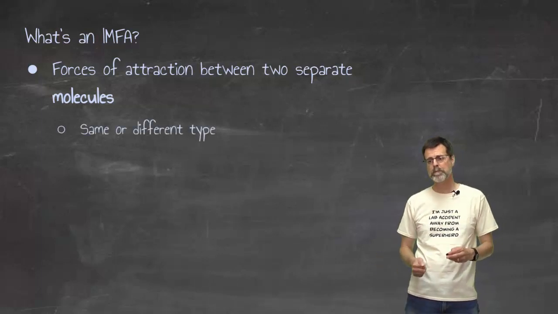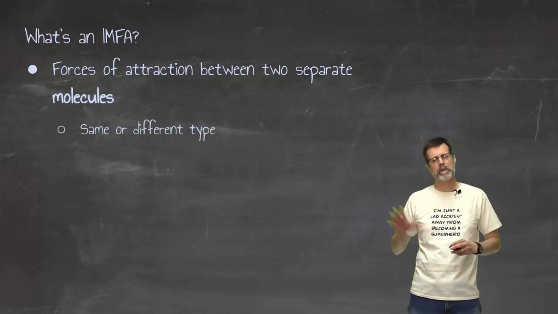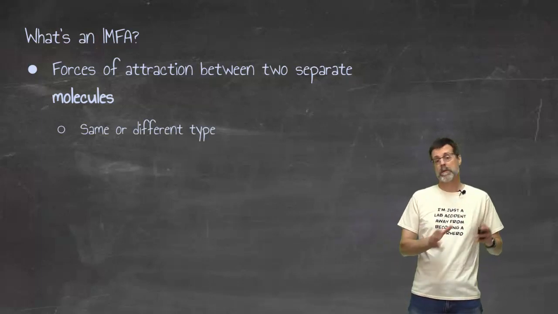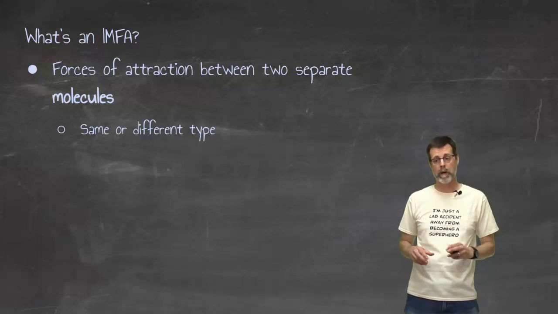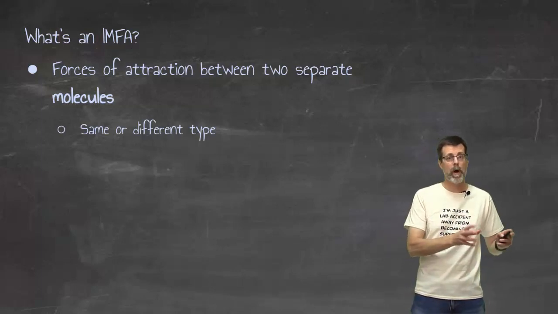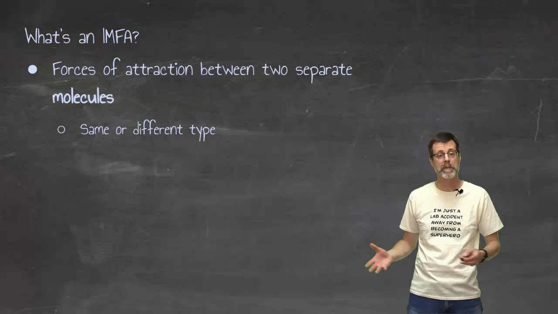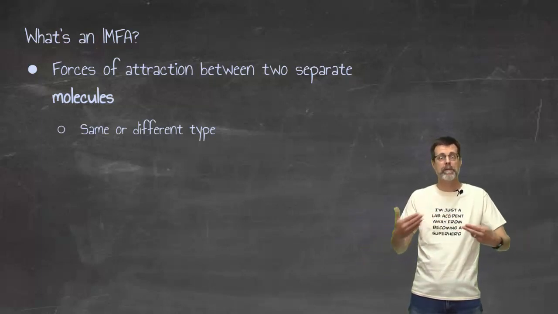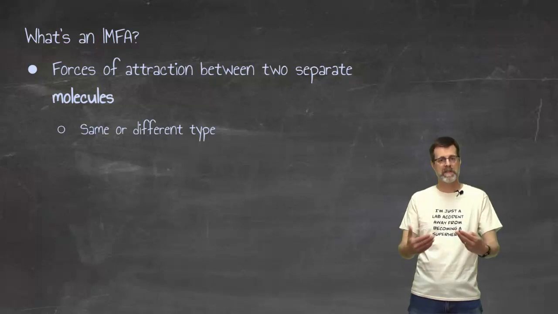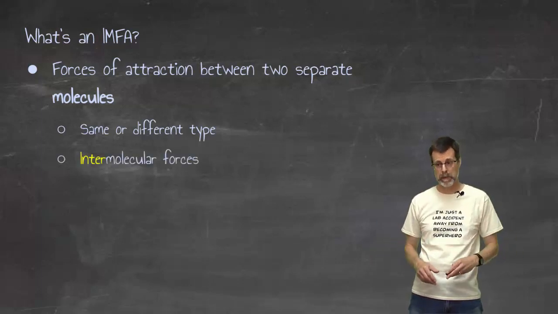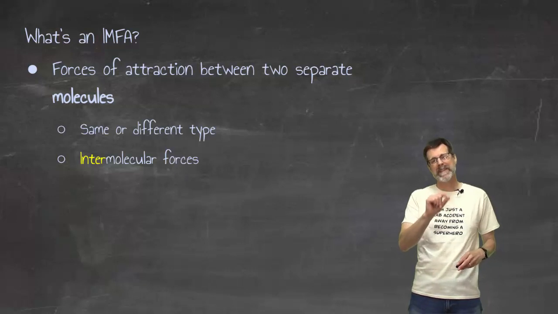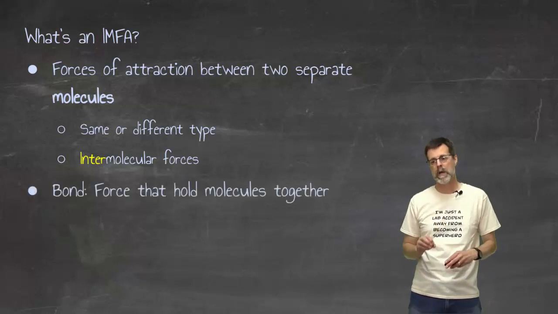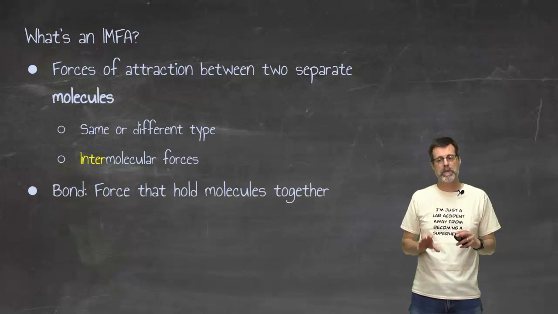Now, when I say two different molecules, molecule A and molecule B, they can be the same type of molecule. So a molecule of water with another molecule of water. They can also be different, a molecule of water with a molecule of alcohol or something else like that. And then we're talking about different physical properties based on whether it's the same kind of molecule or a different molecule. I want to make sure we understand that part of the terminology, because they're in between two different molecules.